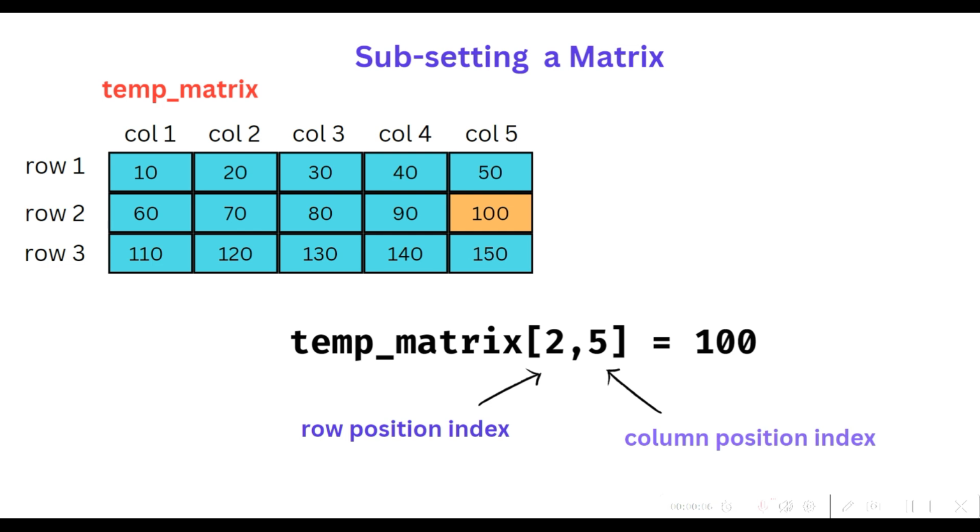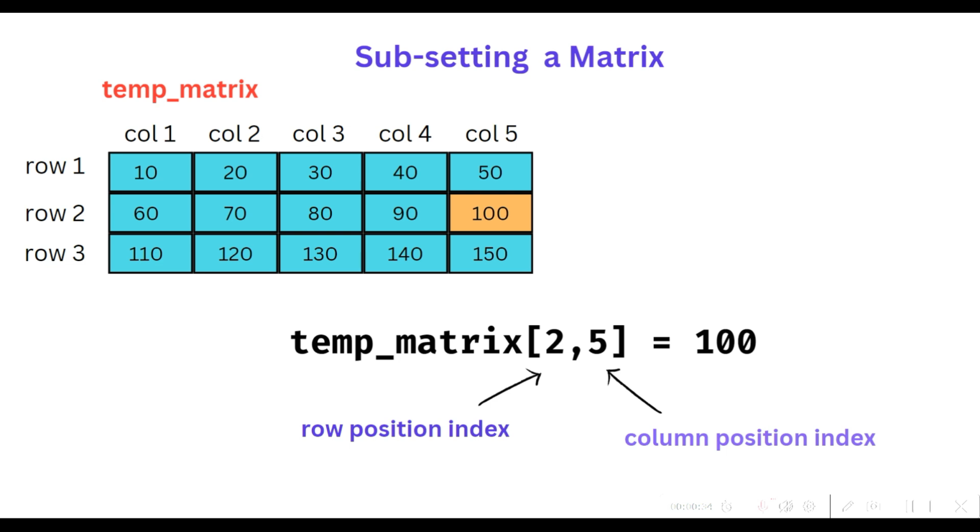Perfect. In this video, we are going to learn how to access the elements of a matrix. In order to access the elements of a matrix, we need to pass on two index positions inside a square bracket. The first index position is for rows and the second index position is for columns. Both these positions are separated by a comma. So here is an example.